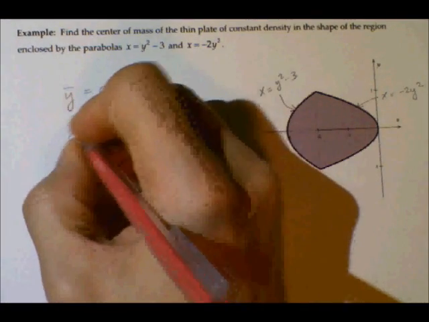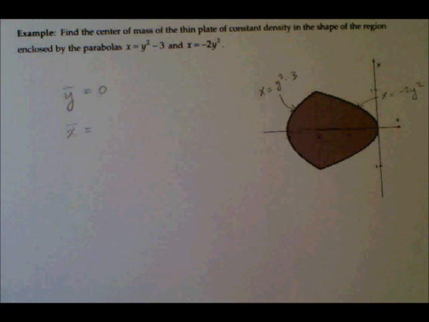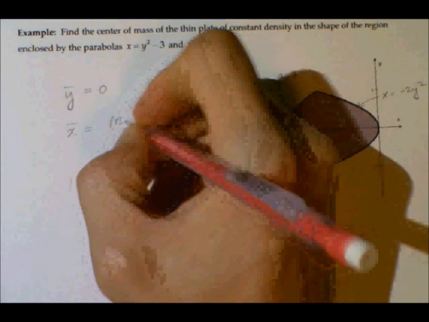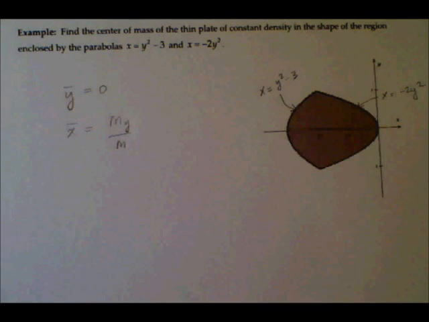The x-coordinate, well, that's going to be a little bit more difficult. Symmetry isn't going to help me here. So I use the fact that the x-coordinate of the center of mass is the moment about the y-axis divided by the mass of the region.